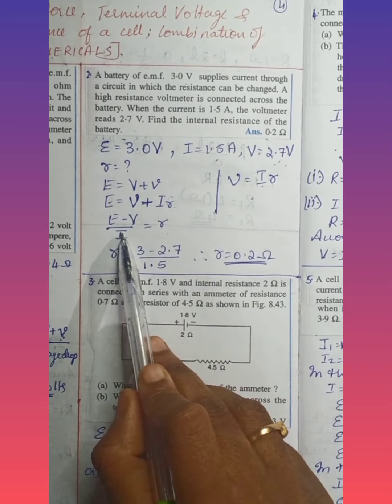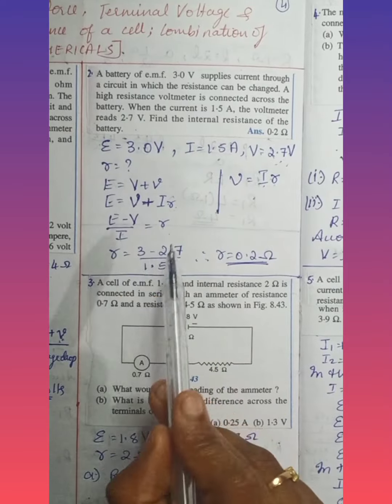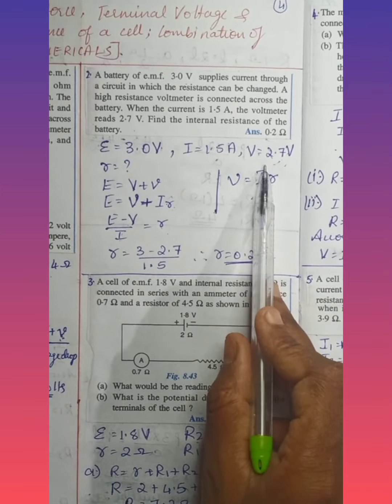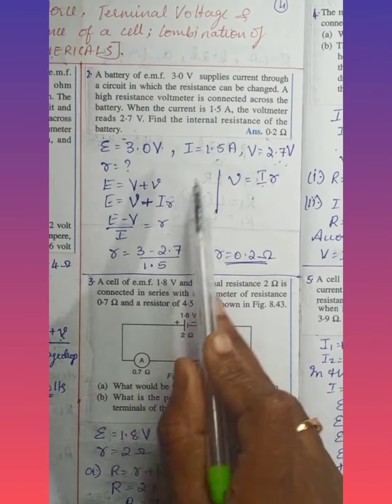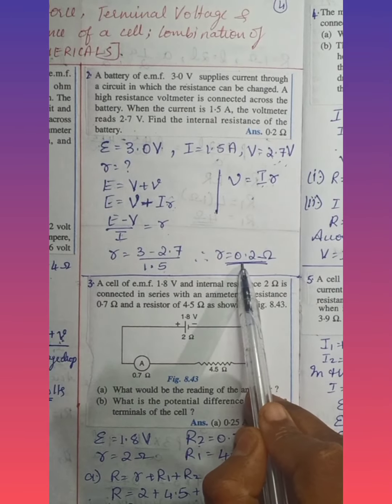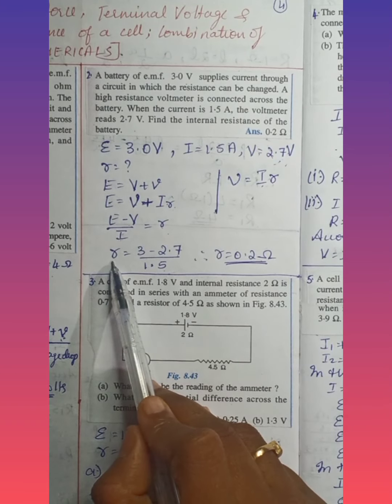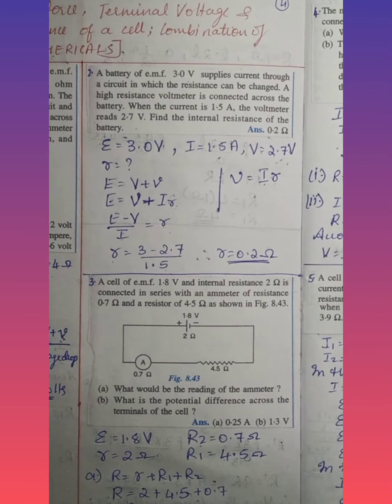Now let us substitute all the values for the new derived equation. So what is EMF? 3 volts. What is voltage? 2.7 volts. What is the current? 1.5 amps. When you solve all this, you will get 0.2 ohms. So that will be the value of your internal resistance. Now let us see question number 3.